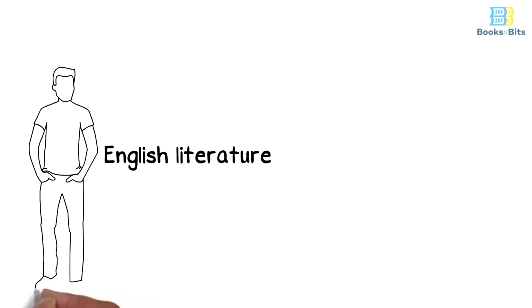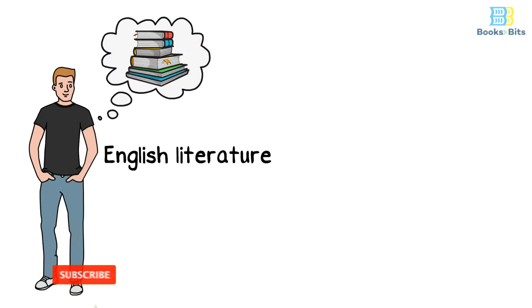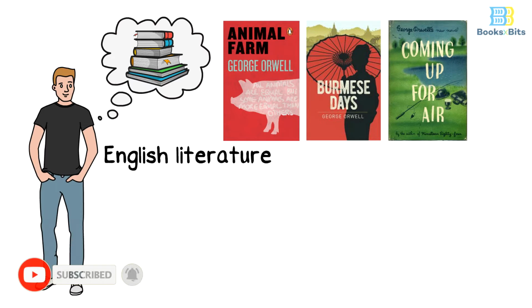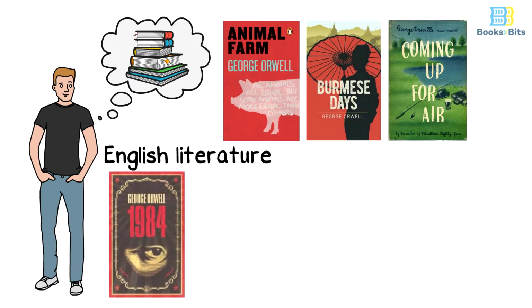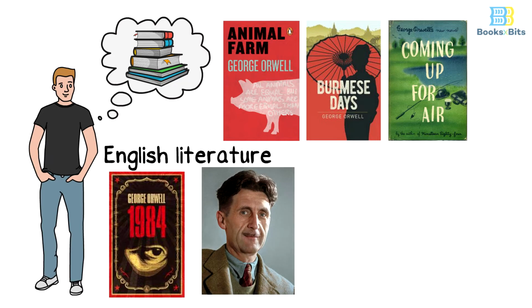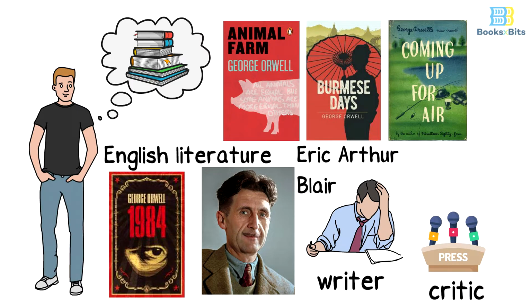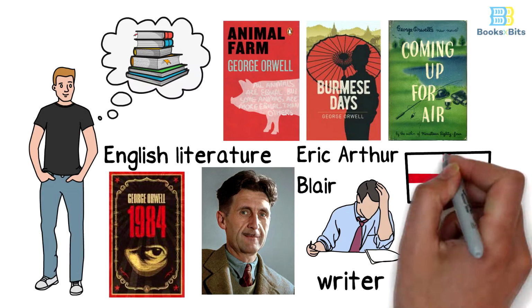None of us can speak about English literature without bringing to mind great novels and literary works like Animal Farm, Burmese Days, and Coming Up for Air. And if these works spread rapidly, and a wide range of readers wanted to read them, the great work 1984 remains one of the greatest works of George Orwell, the pen name of Eric Arthur Blair, the most famous English writer, journalist and critic.